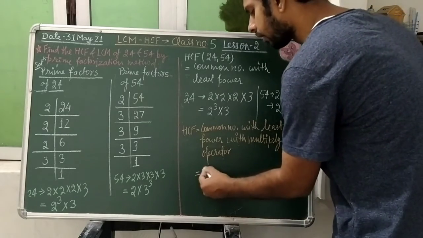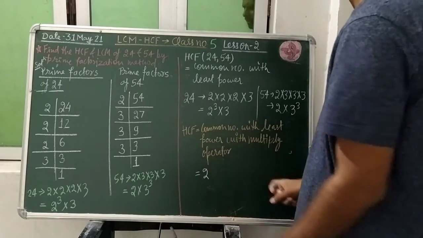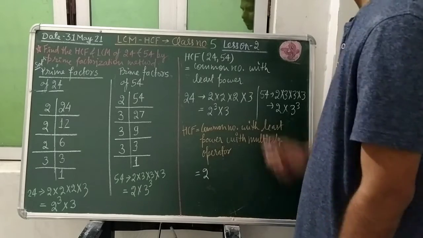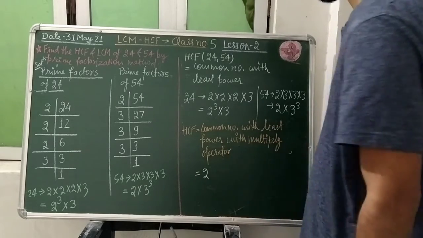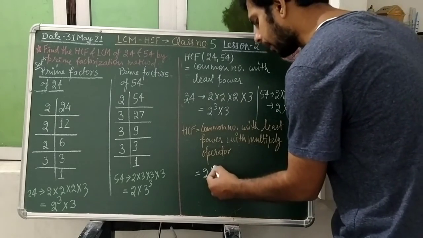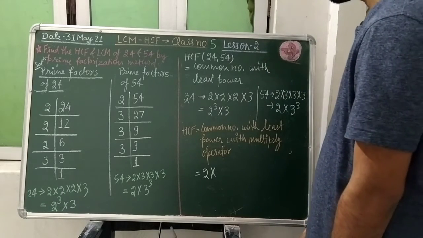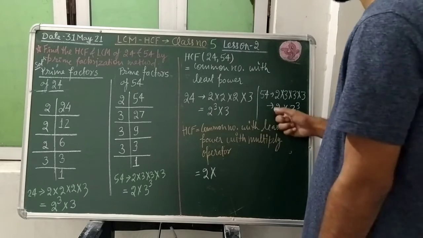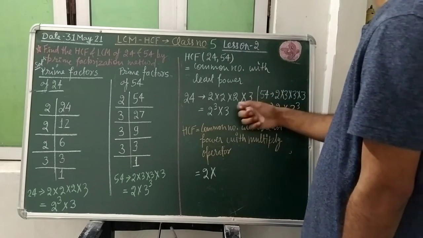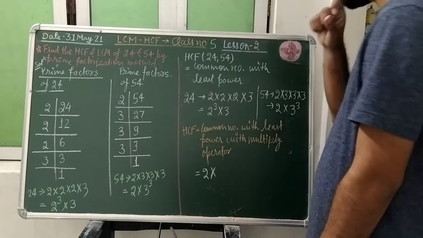So we will write 2, meaning it is 2 to the power 1. If nothing is written, 1 will be present there. It is understood. That is why we shall not write the power 1. And thereafter we shall apply the multiply operator, and we will move to the next number. We have seen that 2 is common and the least power we had selected. The next number will be 3. Whether 3 is common, 3 is present in 24 and in this 54 as well.